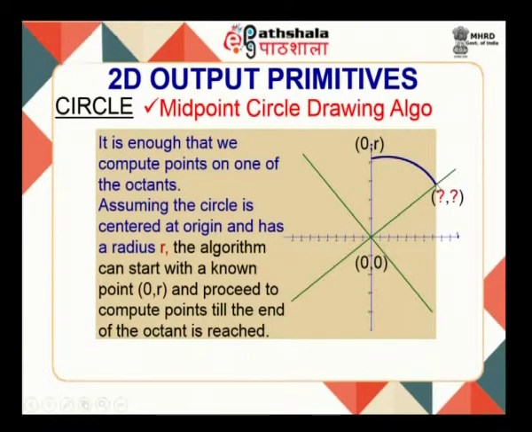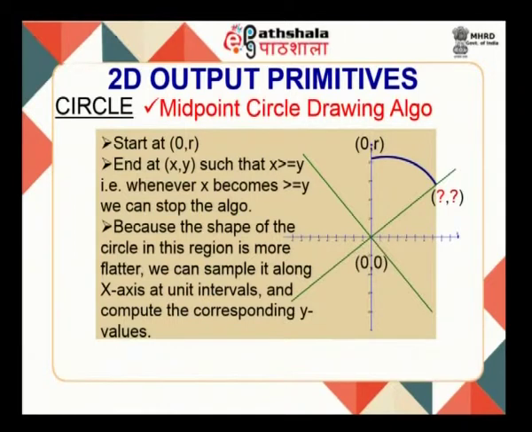So, we have arrived at our stopping condition logically: as long as x is less than or equal to y, the algorithm can continue computing points. Whenever x is equal to y or x is greater than y, you can stop the procedure. That is, as long as x is less than or equal to y, you can continue computing points on this octant. That is the stopping condition for the algorithm, and that is what is discussed in this slide as well.